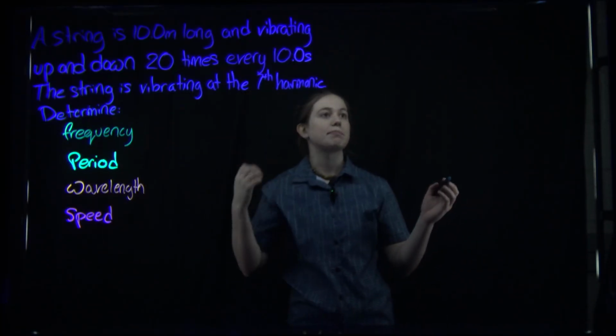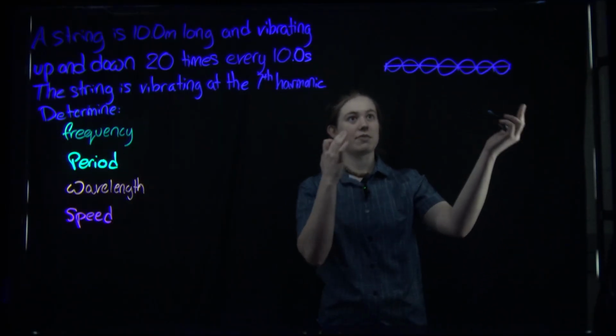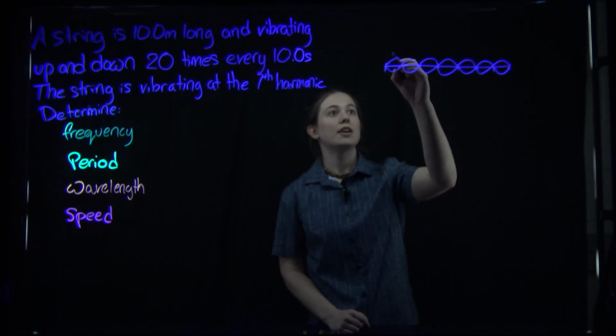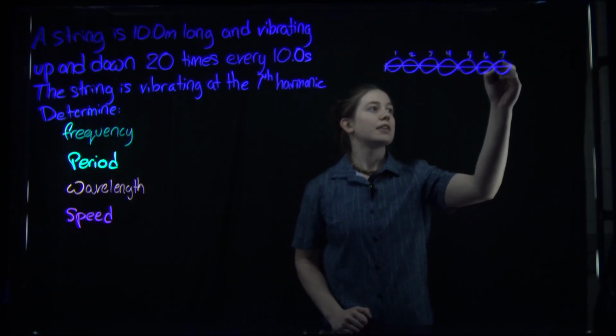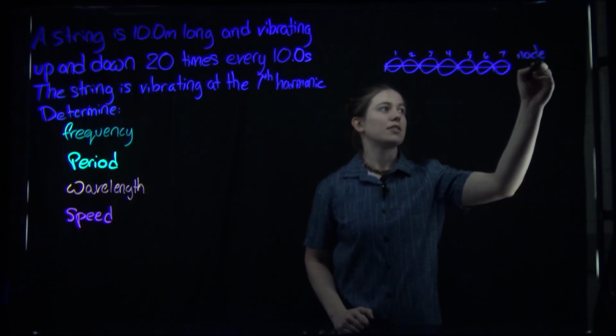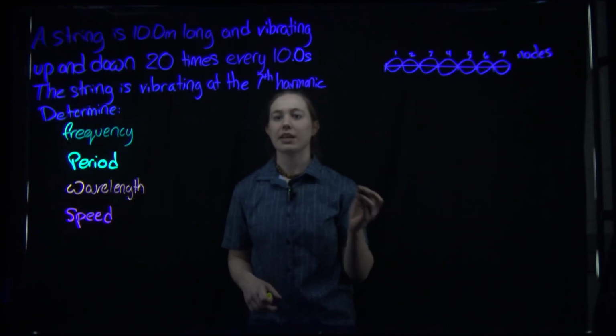So let's start by drawing what this string looks like. So here we have a string vibrating at the 7th harmonic. You can double check. We have 7 nodes here. So now let's determine the frequency.